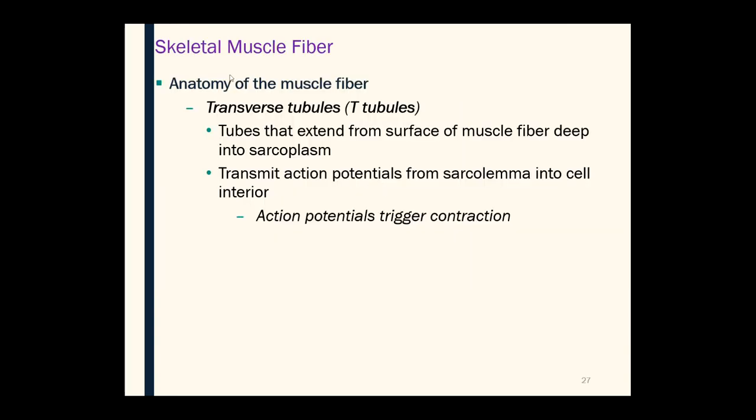These are called the transverse tubules, or the T-tubules. And these are tubes that extend from the surface of the muscle fiber deep into the sarcoplasm. And this way we can get that electrical impulse to the middle of the cell, so the proteins in the middle of the cell are stimulated to contract, which we're going to get into. All right, so these transmit the action potentials from the sarcolemma into the cell interior. And then that action potential is going to cause the actual contraction. So you can call these transverse tubules or T-tubules.